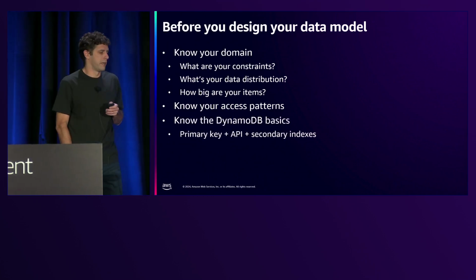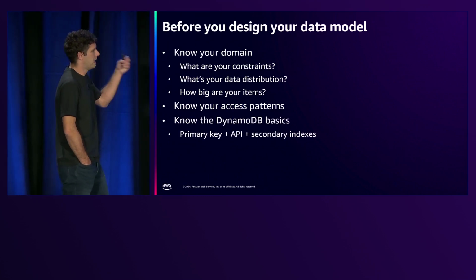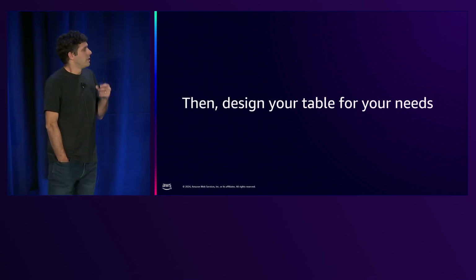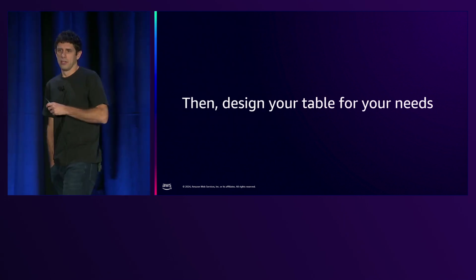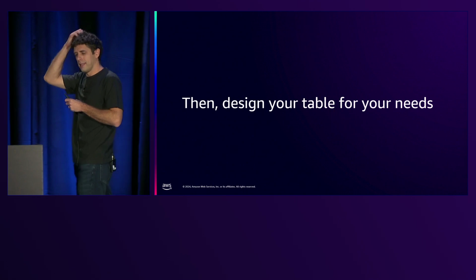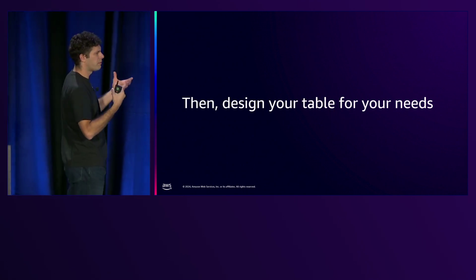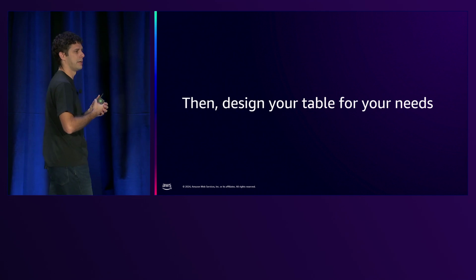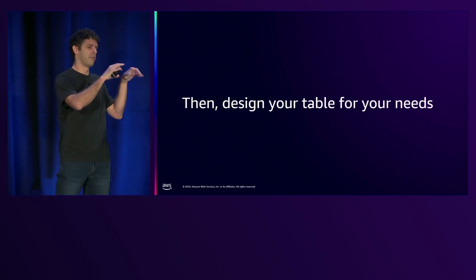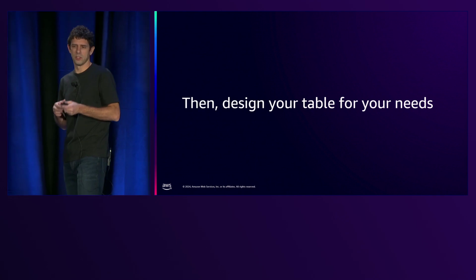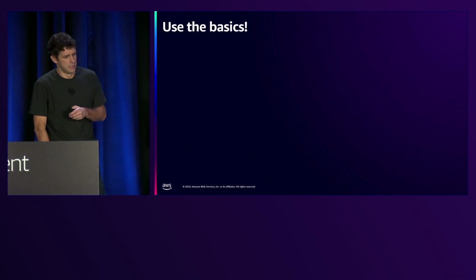Finally, last thing you know is what we already talked about, the DynamoDB basics, right? Primary key, API, secondary indexes, that's what you're going to use to do this stuff. Once you have that, now you're going to design a table specifically for your needs, right? And the key here is designing it for your needs. You don't want to have this sort of perfectly normalized table like you'd have in a relational database where you normalize, create your structure first, and then think about how to query it. But you're actually thinking about those access patterns first and designing it specifically for those needs.